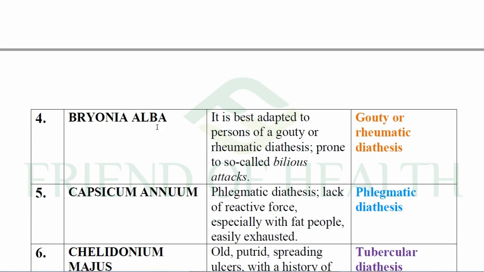And Bryonia alba is the next gouty or rheumatic diathesis remedy. It is best adapted to persons of a gouty or rheumatic diathesis.